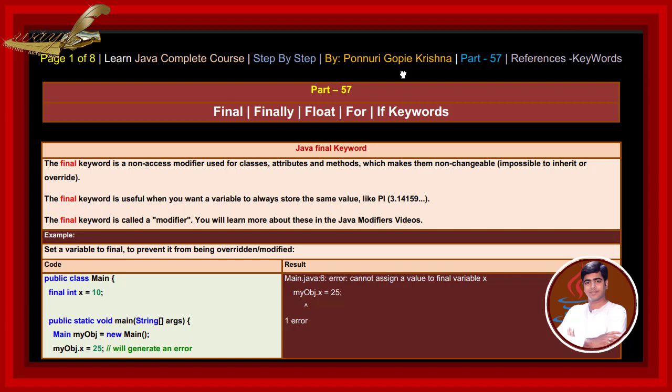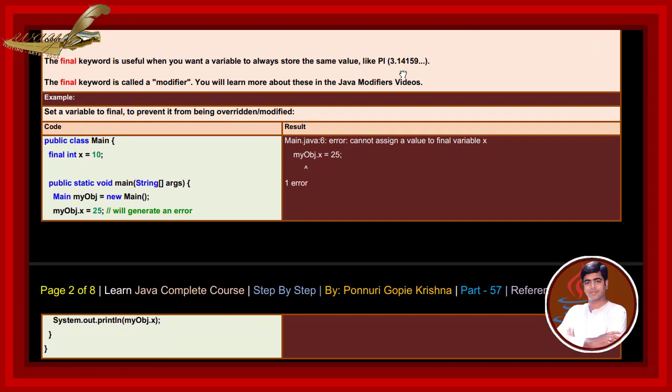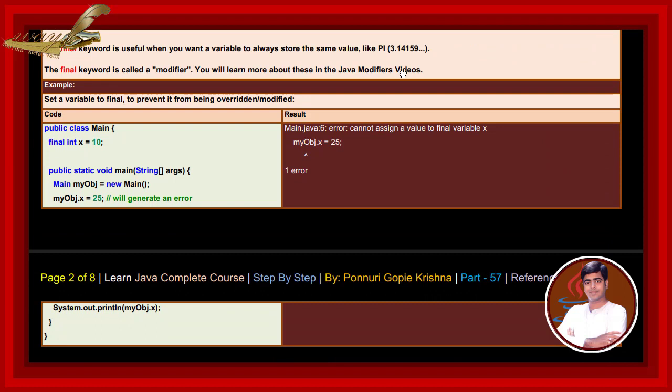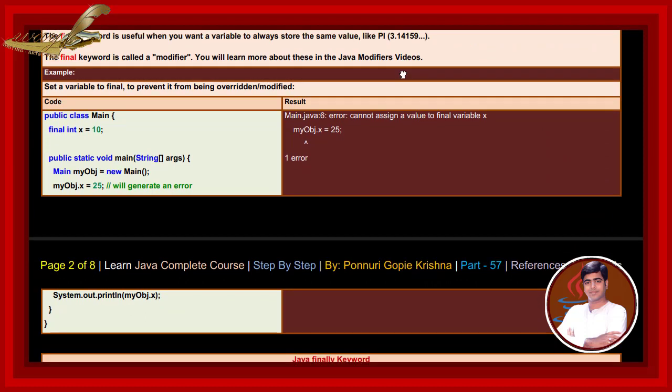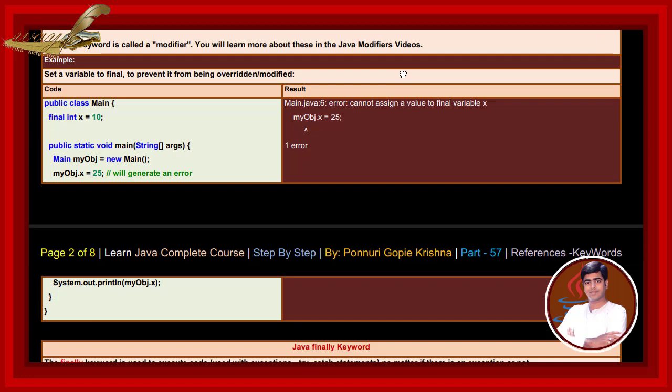The final keyword is useful when you want a variable to always store the same value, like pi. The final keyword is called a modifier. You learn more about this in the Java modifier videos. Set a variable to final to prevent it from being overridden or modified. See, if we write and execute this code, we will generate an error.